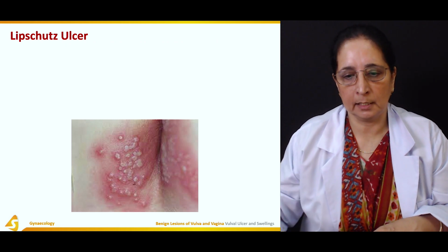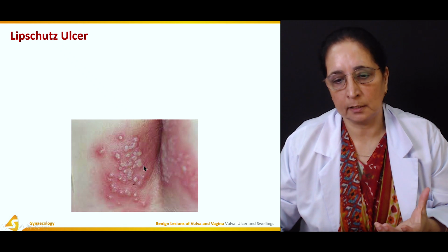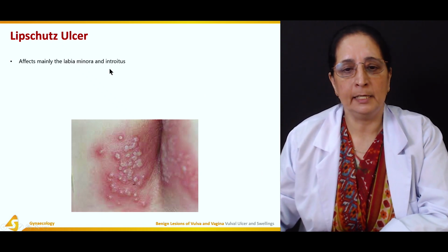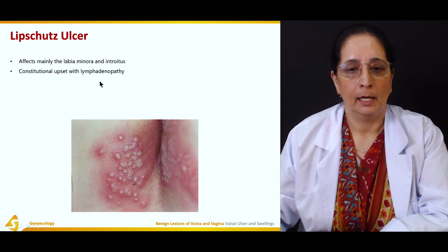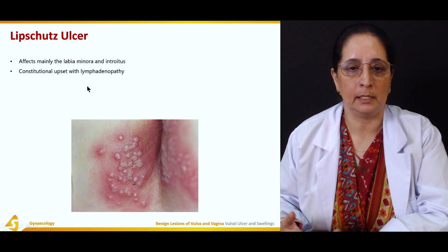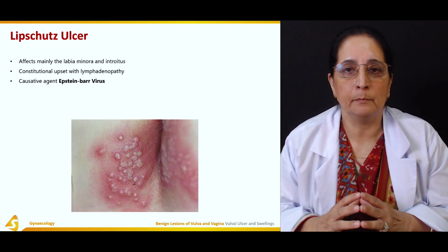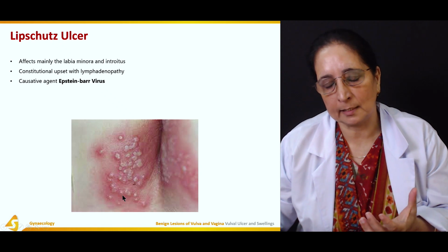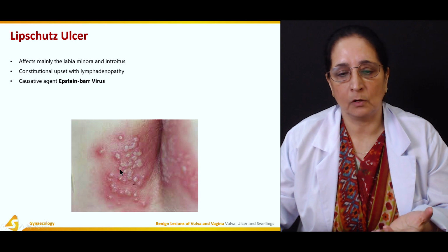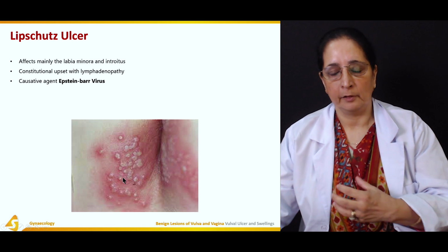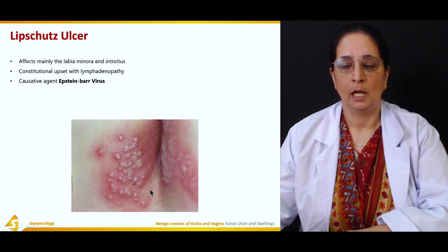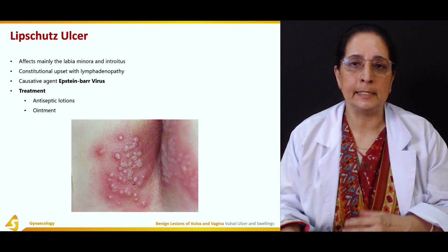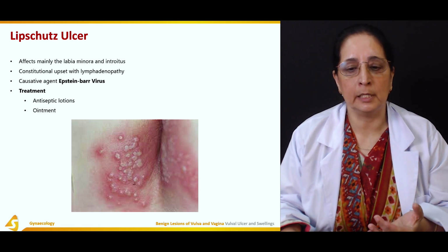Next, Lipschutz ulcer. In this picture, you can see the Lipschutz ulcers. They are shiny, raised ulcers in the genital region, affecting mainly the labia minora and introitus. There is usually lymphadenopathy present with Lipschutz disease, and it is caused by Epstein-Barr virus. The picture looks more or less like a herpes infection. Shiny, raised lesions or ulcers are present along with lymphadenopathy, which is enlargement of the lymph nodes. Treatment is with antiseptic lotions and ointments.